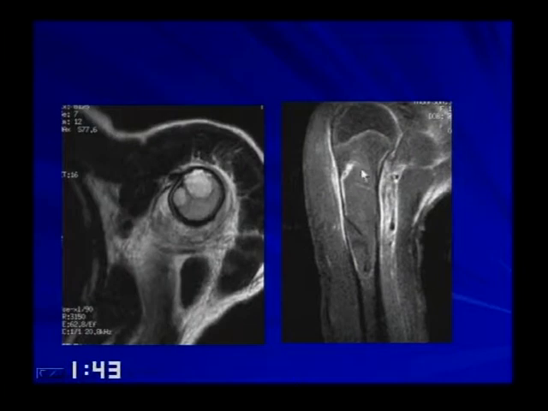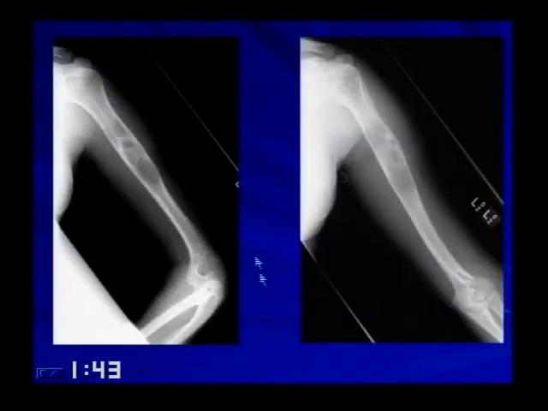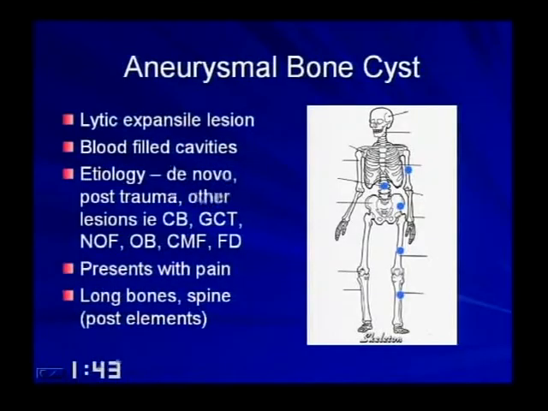Okay, and there again, that was a post-GAD. Typical unicameral bone cyst. Now, what about aneurysmal bone cyst? Unlike UBCs, aneurysmal bone cysts are frequently painful, they're expansive. People don't really understand what they are. They can arise de novo. Maybe there's some sort of AV malformation.